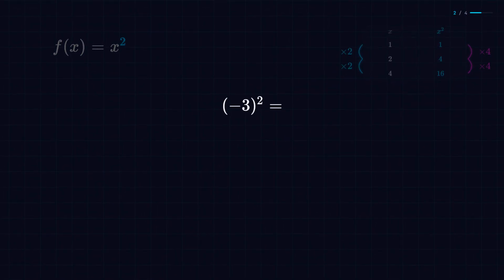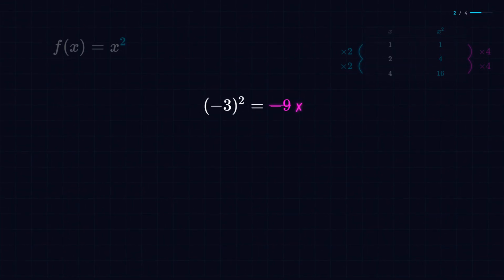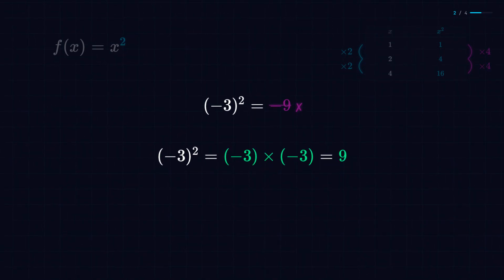Now, a quick test. What's negative 3 squared? A lot of people write negative 9. But squaring means multiplying a number by itself. And negative 3 times negative 3 is positive 9. Opposite inputs, same output.